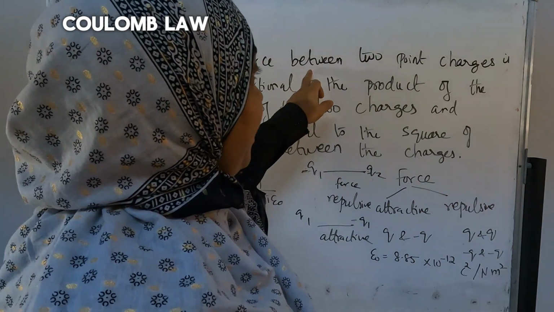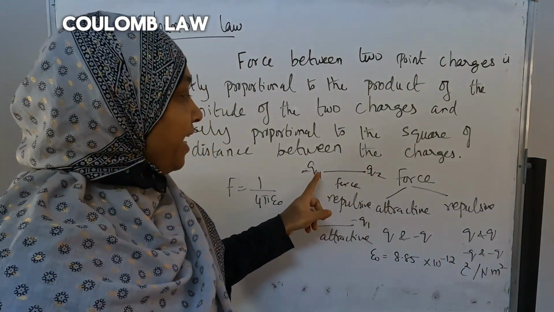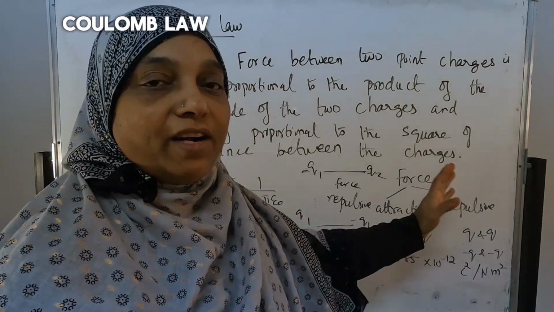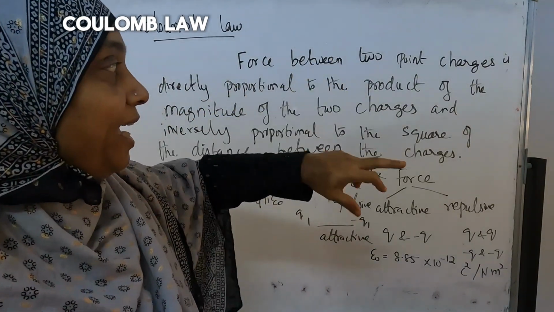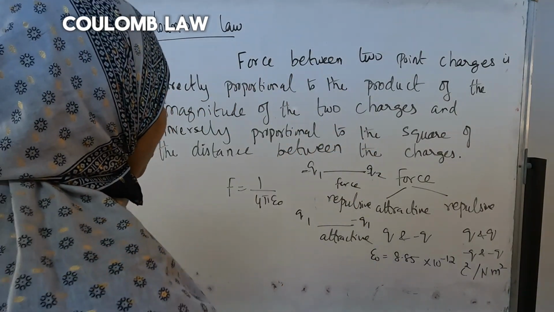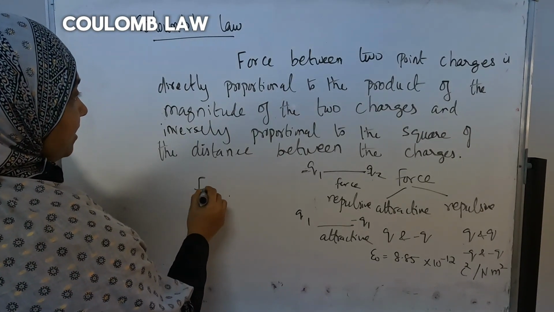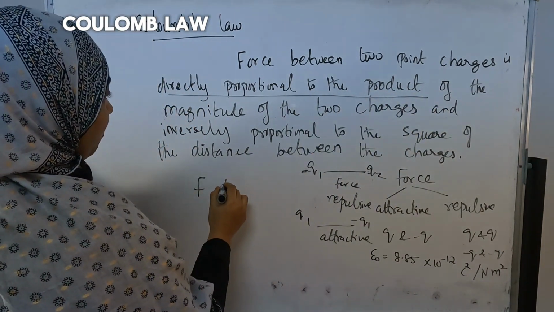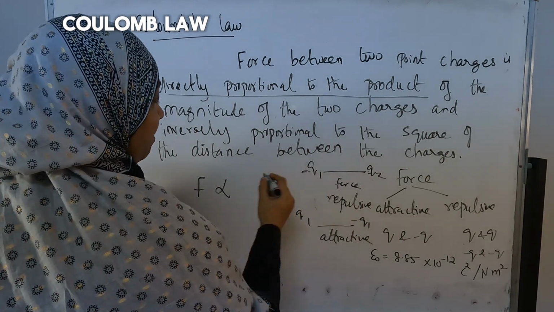So the force between two point charges is attractive or repulsive based on the charges kept there. And how do we calculate the force between the two point charges? It is directly proportional to the product of the magnitude.